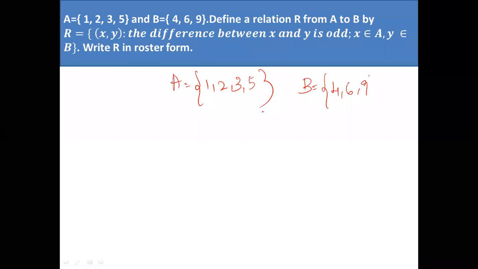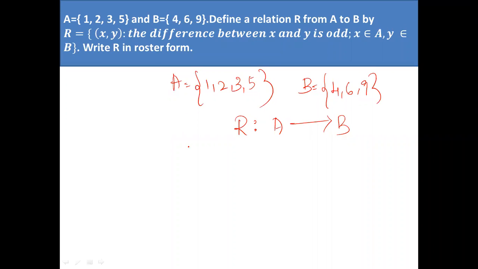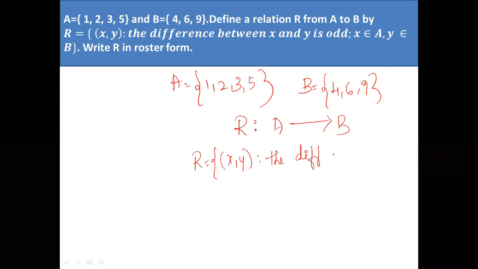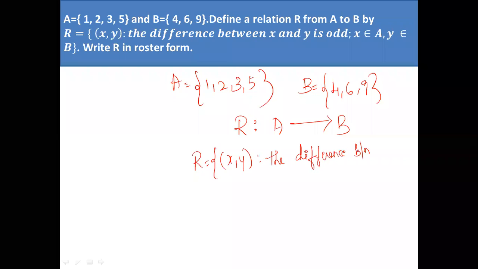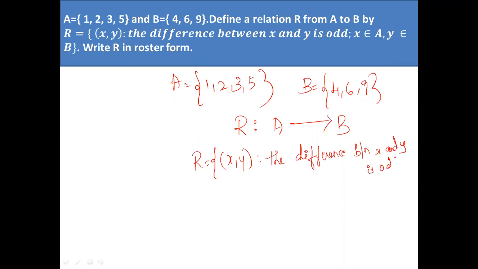Okay, they have given two sets and they have told the relation is from A to B. How is the relation defined? What is the definition? R is in the form x comma y such that the difference between x and y is odd. Okay, x and y is odd.